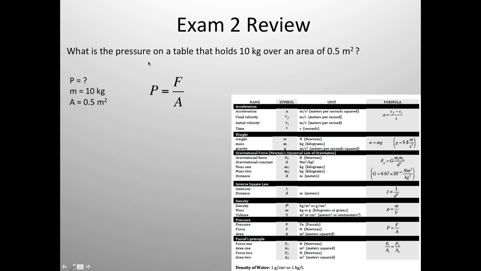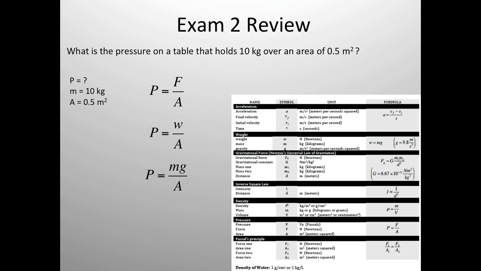So we need to figure out a way to find the force with the information that we're given. And in this case, if you think about what the question says, it says, what's the pressure on a table that holds 10 kilograms? So you basically have 10 kilograms of mass sitting on top of a table. And for that, the force is going to be the weight. Remember, weight is just a specific type of force that an object has downward on another surface due to its mass. So if there's 10 kilograms sitting on a table, then the weight on top of that table is the force downward on that table. So weight is equal to mass times gravity.